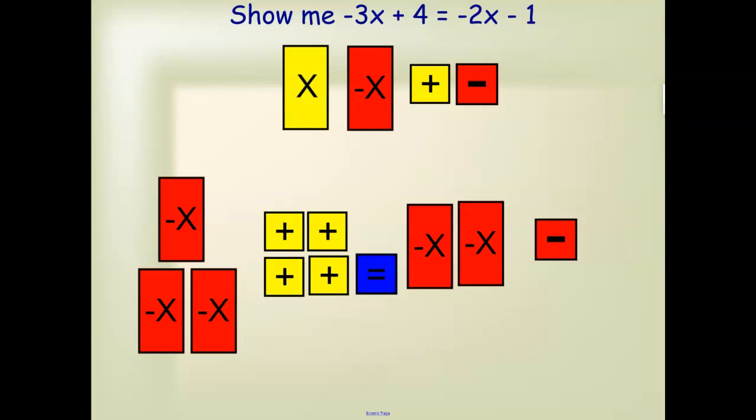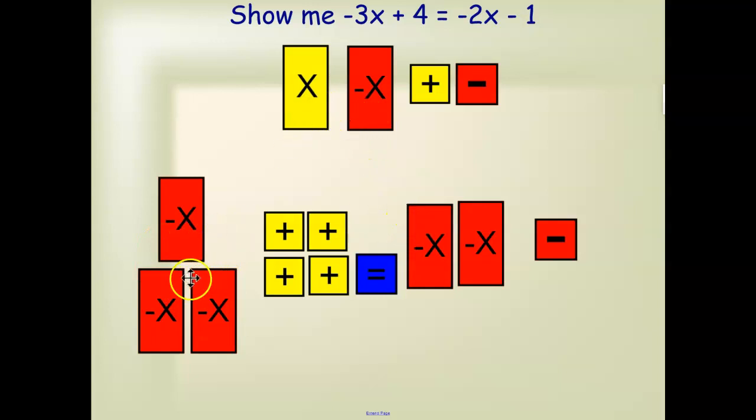All right, now let's mix in a little bit more red and see what happens. So I have negative 3x plus 4 equals negative 2x minus 1. So again, what's my smallest pile of x's? It can appear that this is my smallest pile of x's, but what actually has a smaller value? Negative 3x or negative 2x? Negative 3x actually has a smaller value.